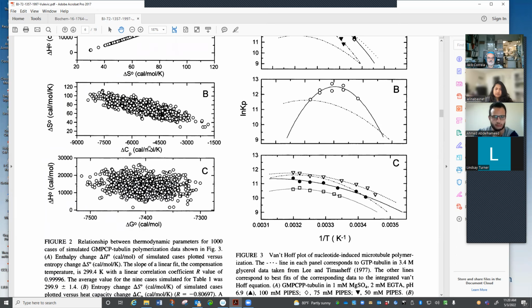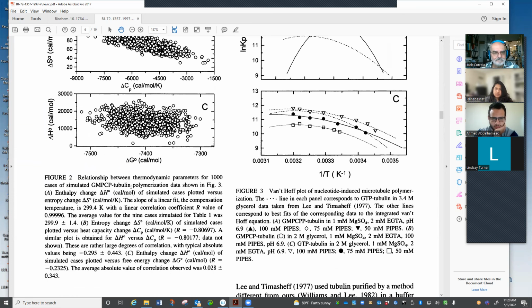Okay, I think that's not right. What did I just say? Here it is. The compensation temperature is 299. Excuse me. It's 27 degrees. Close to 27 degrees centigrade, which is the middle of the experimental data. So one of the adages that came out of the Krug analysis was, if the slope of that line is the experimental temperature, then that's a mathematical artifact. What you want the slope to be is something that isn't the experimental mean.